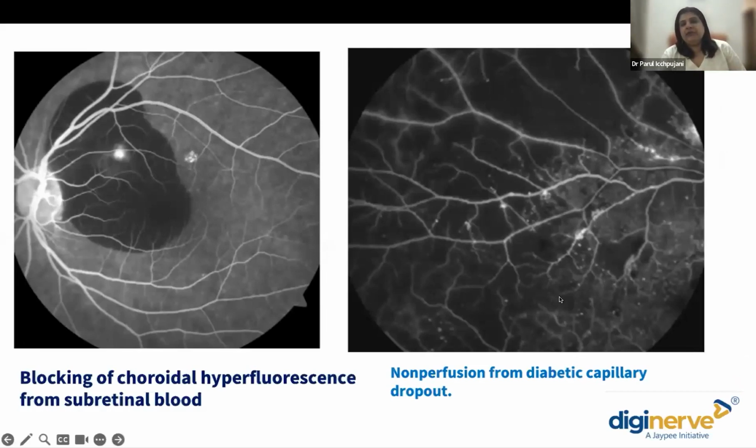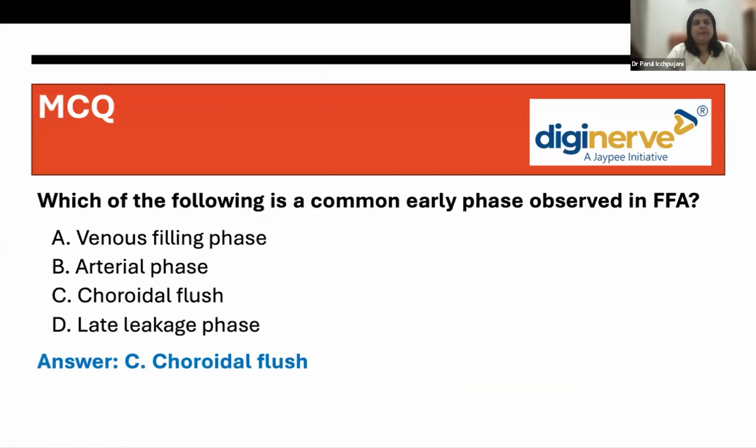And in this beautiful picture, you can see these small white punctate bright spots. There is a leakage that is happening. And then this all black area, this is the capillary non-perfused area. So there is a large dropout of capillaries in this area. And this is seen in advanced diabetic retinopathy.